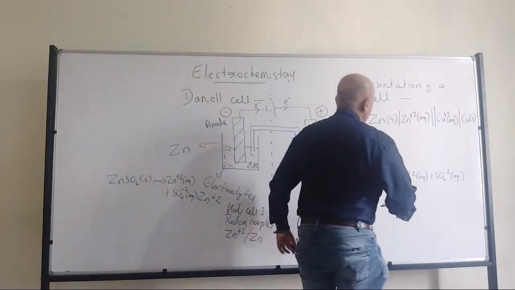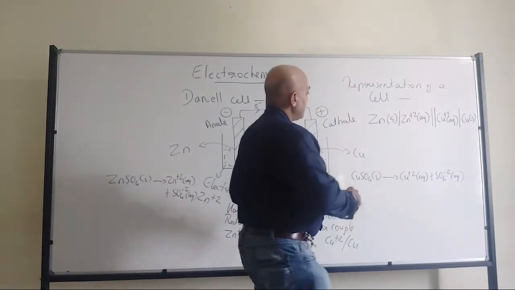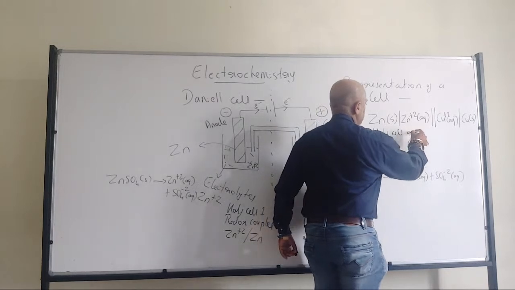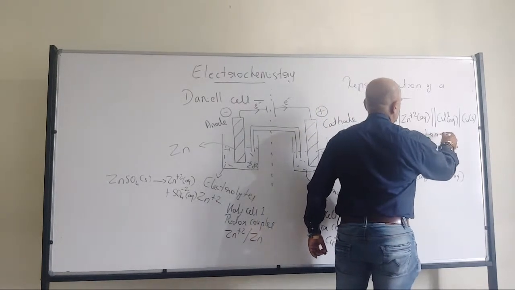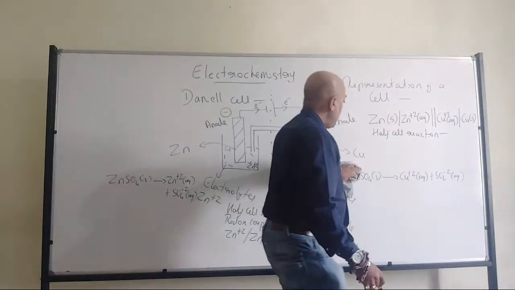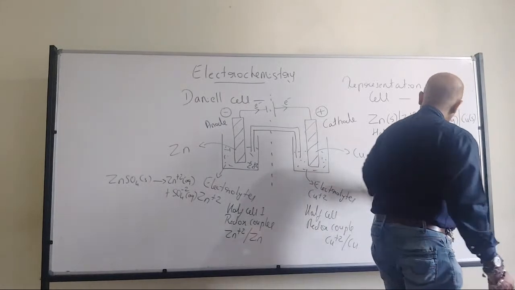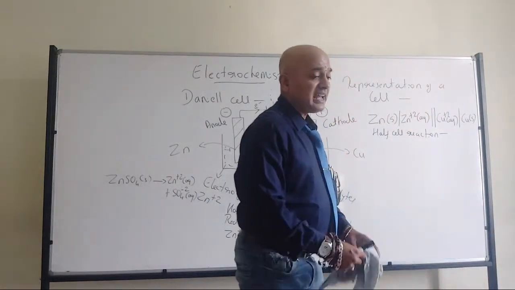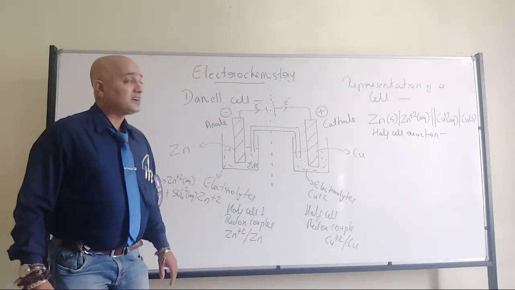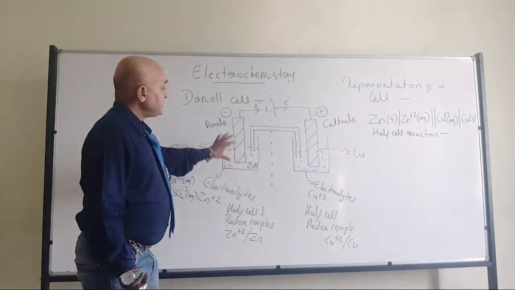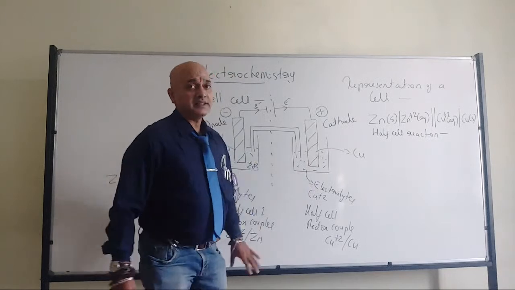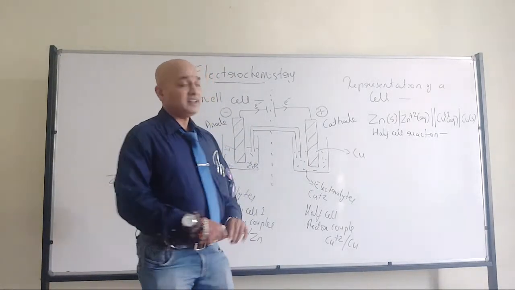Then we have another concept which is called half cell reaction. Naturally, in the name itself it is there. Half cell reaction means a reaction which will be taking place in their respective compartment. That's why it is called half cell reaction. At anode, what is happening? At cathode, what is happening? That's why it is called half cell reaction.